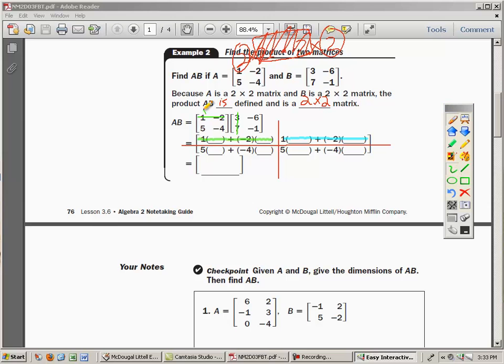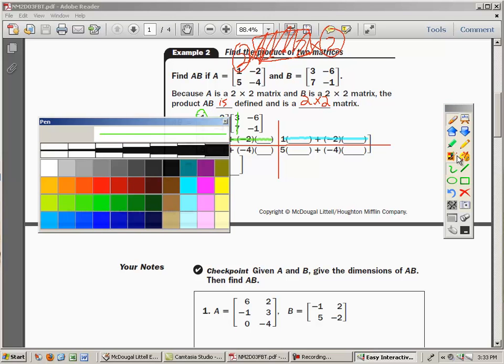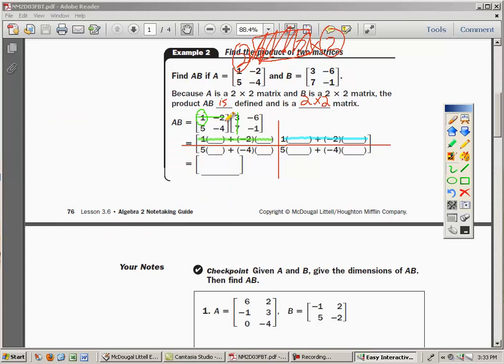So this becomes 1 times 3, plus negative 2 times 7. Again, we're multiplying row by column. Now, when we go to simplify that, this is 1 times 3 plus negative 2 times 7. This is negative 14. This is positive 3. So positive 3 and negative 14 is negative 11.